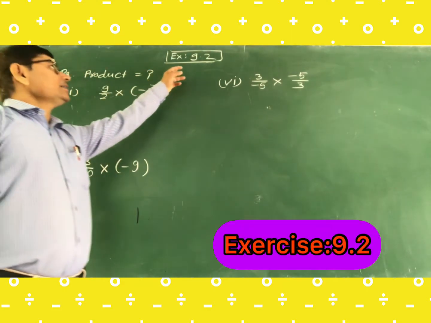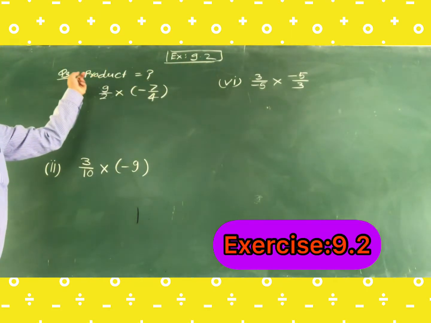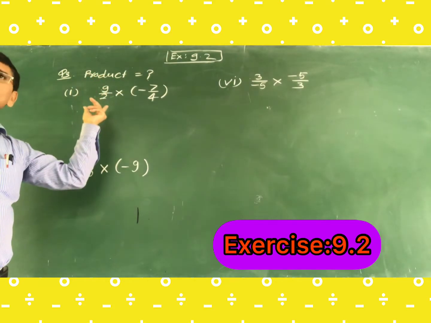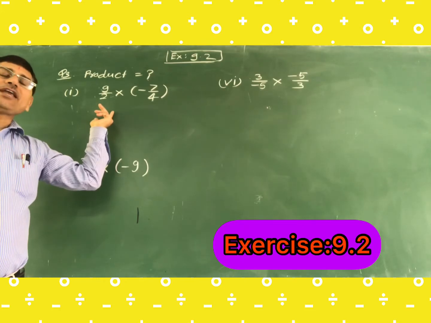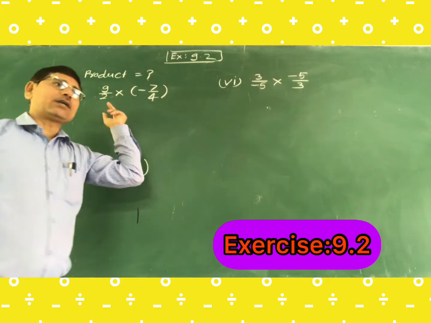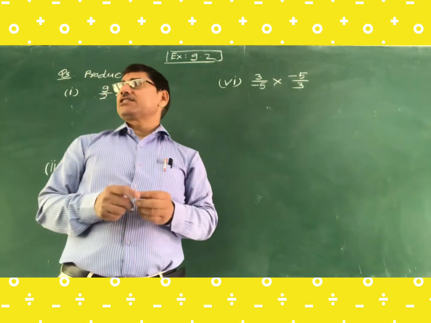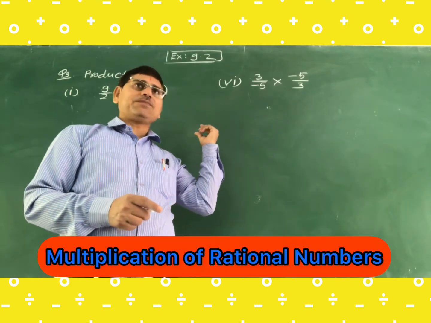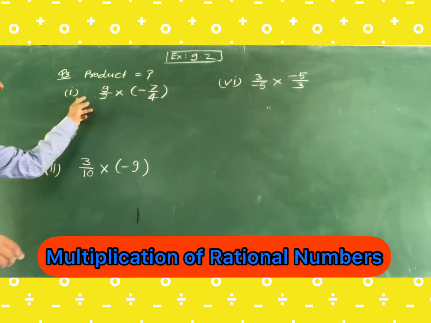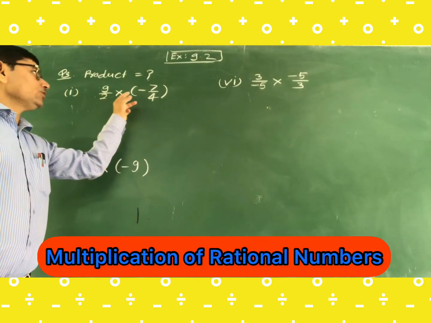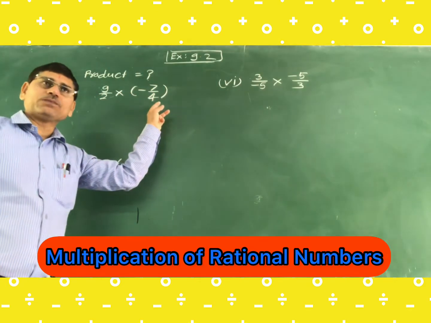In exercise number 2, here is question number 3. Find the product of rational numbers. So how can we find the product of rational numbers? These are the steps. Try to understand everything. The first question is 9 by 2 into minus 7 by 4.